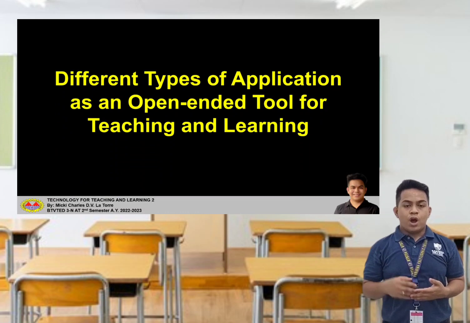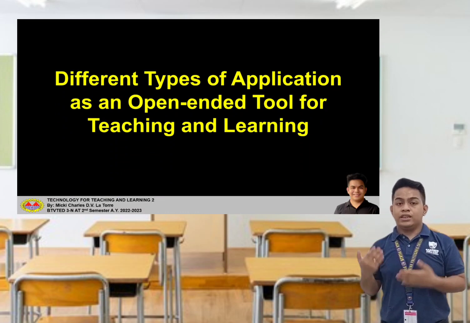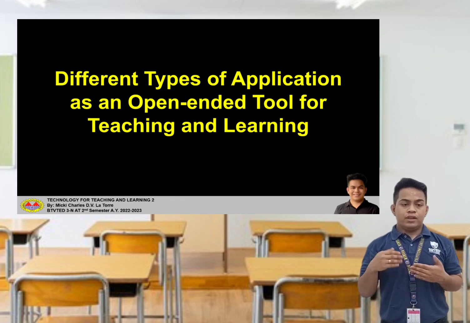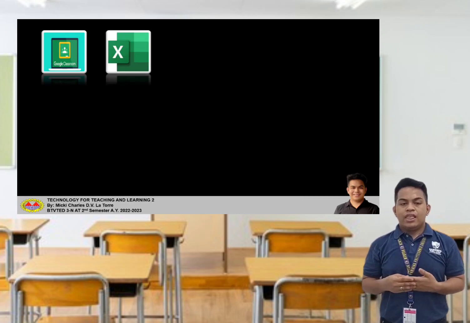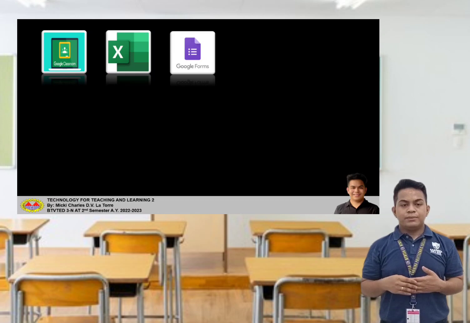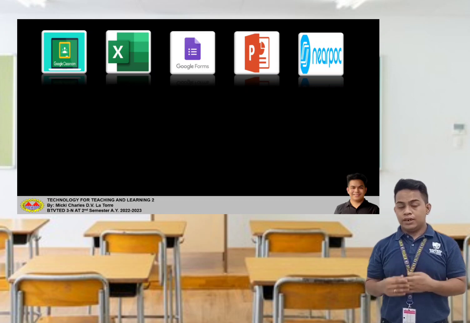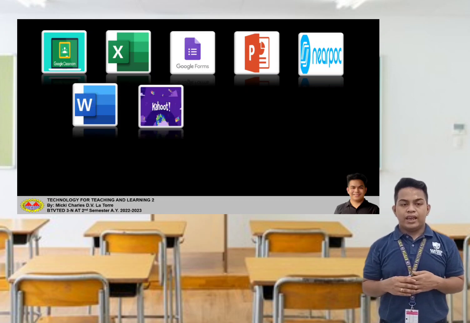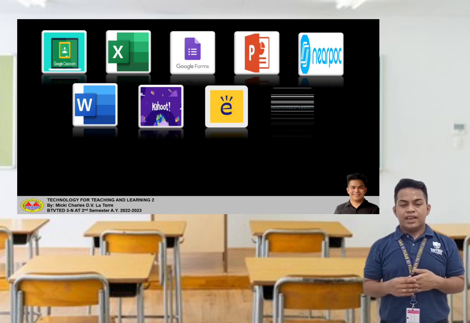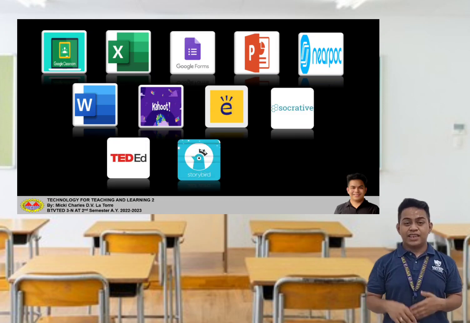So, okay, students, before we go to our main topic, I will discuss first the different types of application as open-ended tools for teaching and learning. So we have 12 types of application as an open-ended tool for teaching and learning. First is Google Classroom. Second one is Microsoft Excel. Third is Google Form. Fourth, PowerPoint. Next one is Nearpod. Next is Microsoft Word. Next one is Kahoot, Edmodo, So Creative, TED-Ed, Storybird, and the last one is Educlipper.